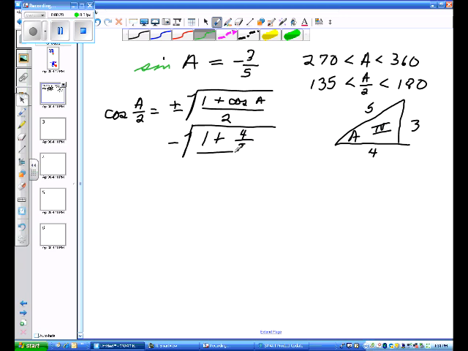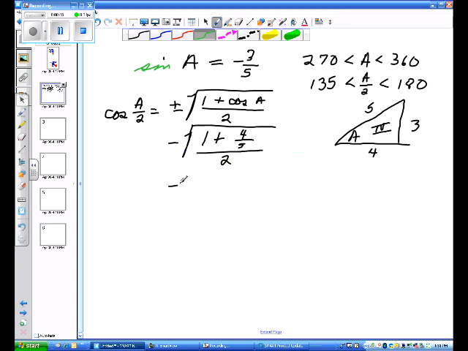You're dealing with basically two different angles. You're dealing with half the angle, which tells you about the sign out here, and you're dealing with the function of the angle, which will probably be in a different quadrant. So be sure that you take care of those in two different ways.